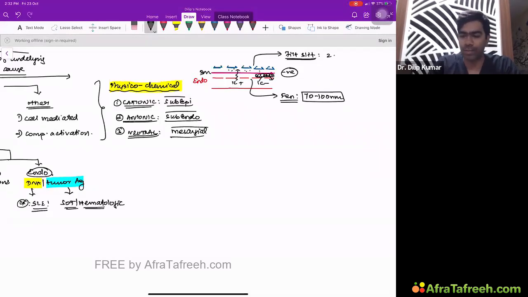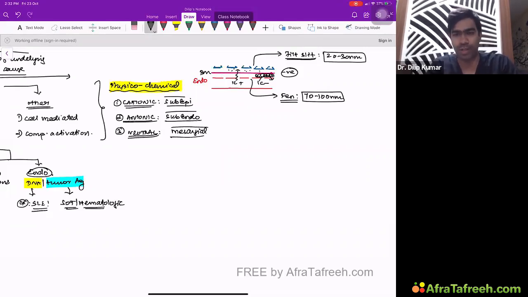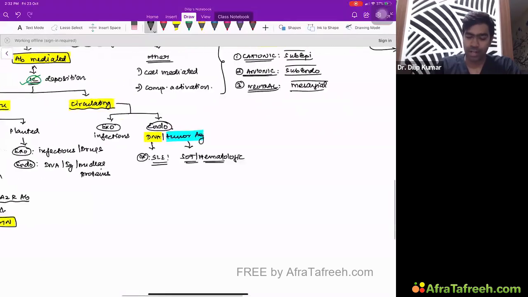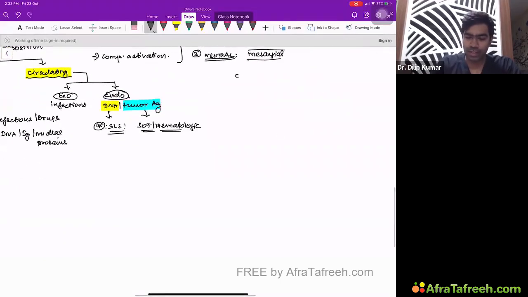It's 20 to 30 nanometer. 20 to 30 nanometer is the size of the filtration slit. So these two numbers may be important for exams, but I don't know how important they are right now.